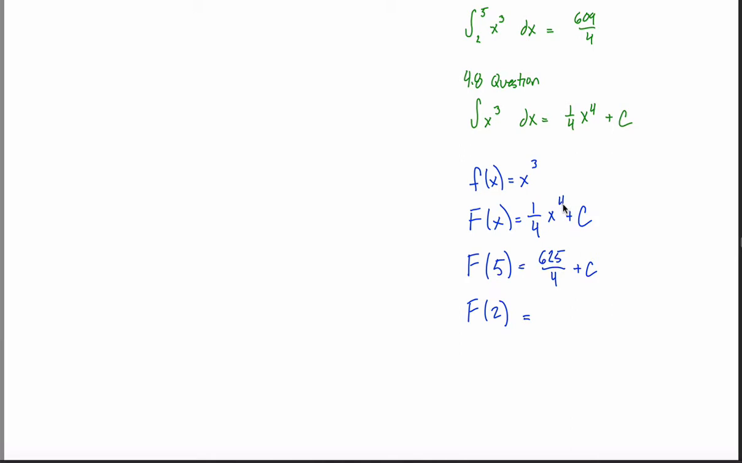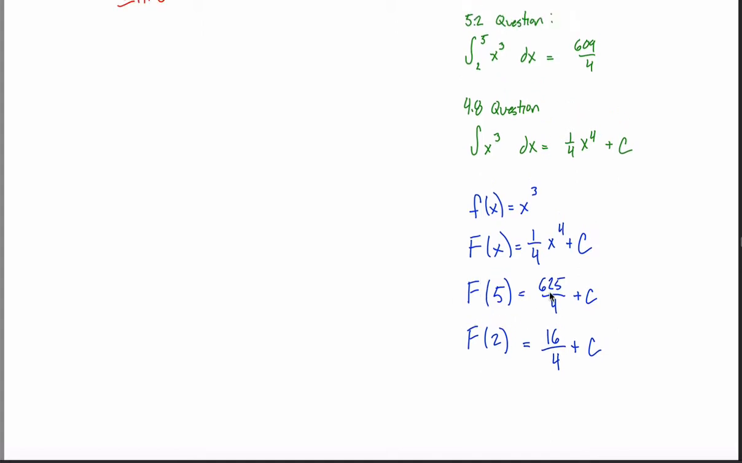2 to the 4th power: 2 times 2 is 4, times 2 is 8, times 2 is 16. So I guess that's 16 fourths. And 16 fourths is just 4, but I'm going to leave it as 16 fourths for now because I want a common denominator between the two of these. And the reason I want a common denominator is you might notice that 625 minus 16 is exactly 609.